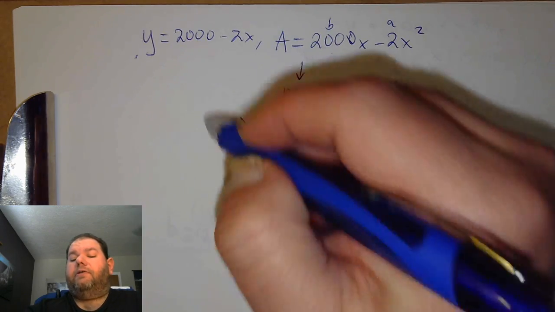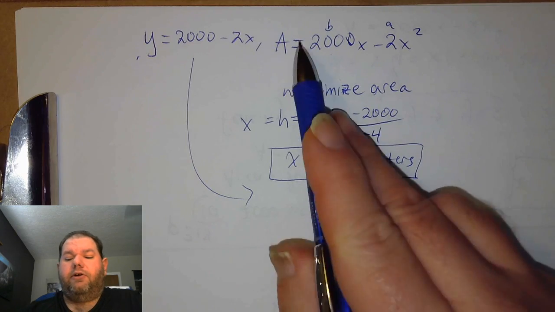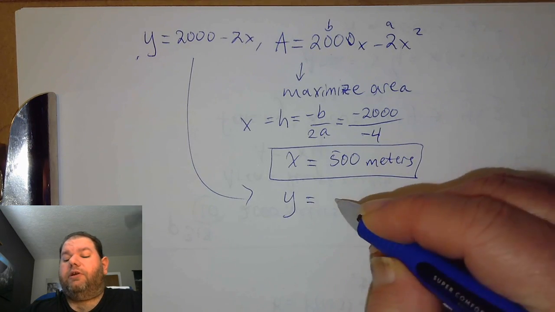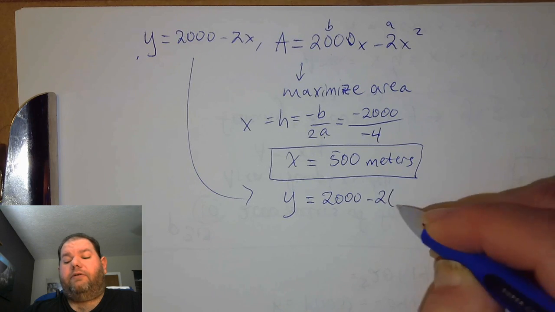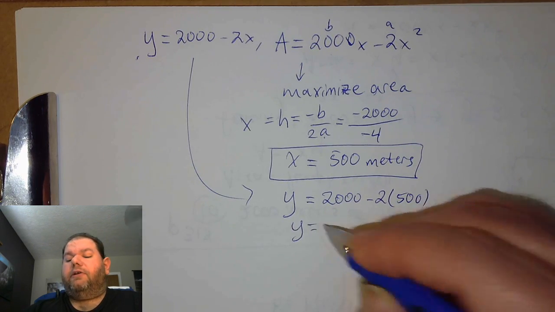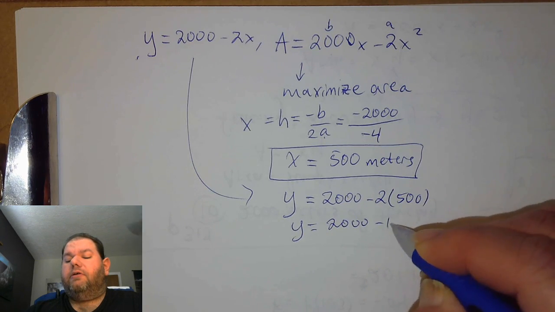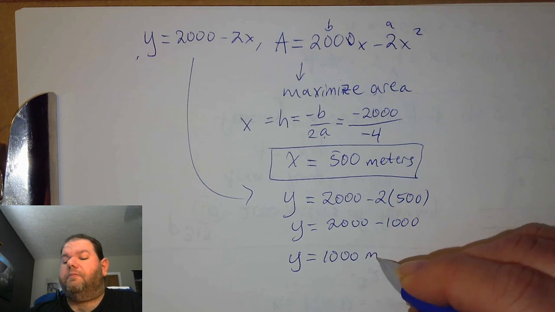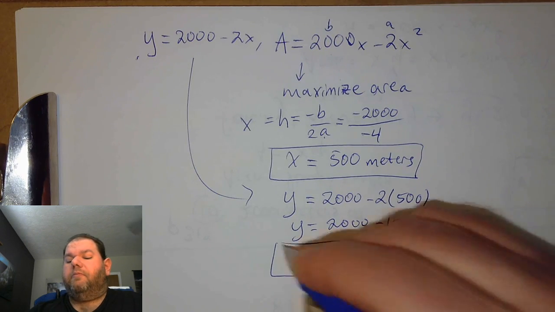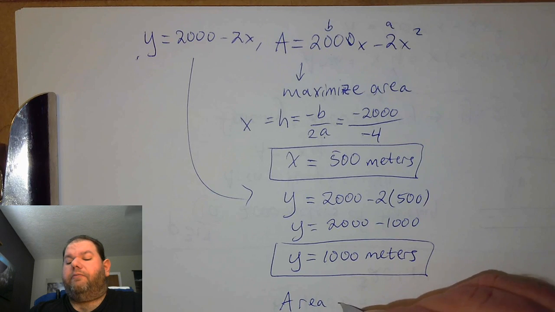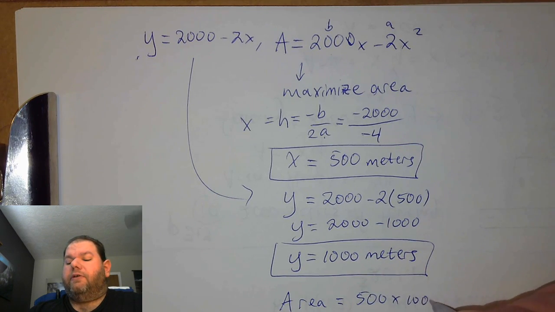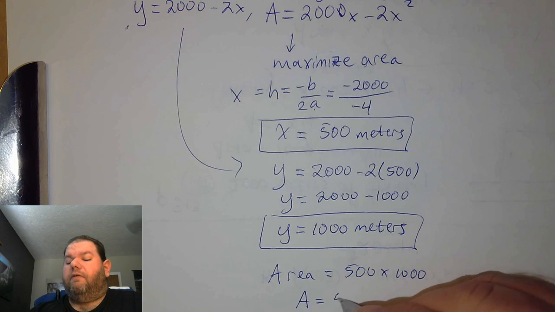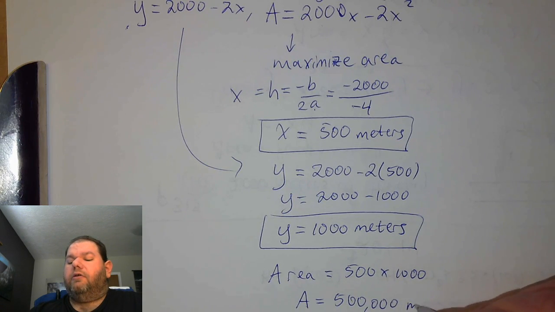Now that we know x is 500 meters, we don't really have to plug that into our area formula again to find the k value for the vertex. If we just want to find y, we can plug in the x that we just found, 500. And so we get 2000 minus 1000. And so y is equal to 1000 meters. And our overall area is 500 times 1000, which will be 500,000 square meters.